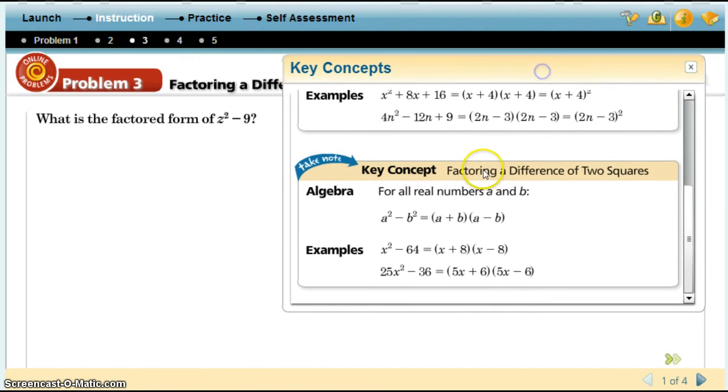Okay, so if I bring this over to the side here, does z squared represent my a squared? And can I rewrite 9 so that it represents my b squared, a number squared giving me 9? If you can write it like this, then you can factor it out into the two binomials.